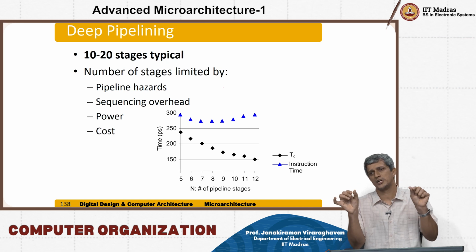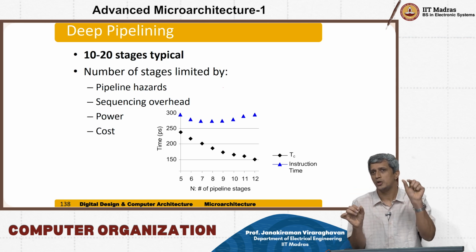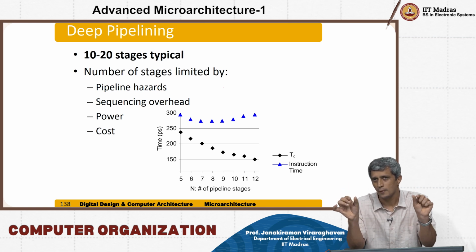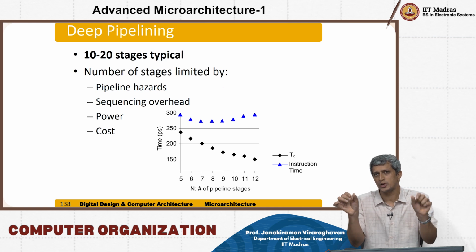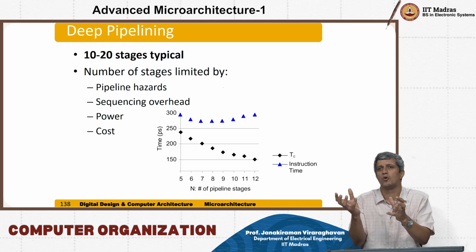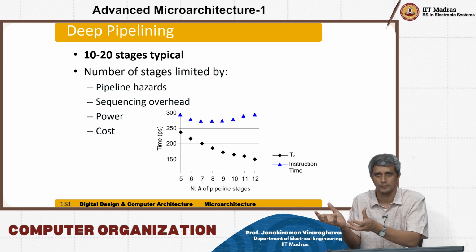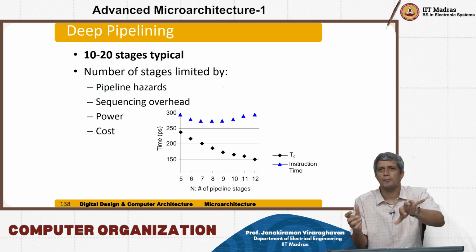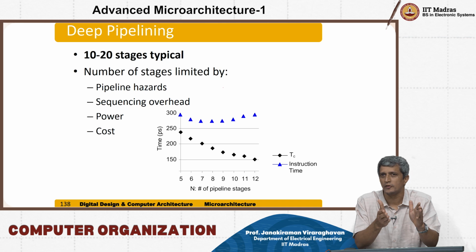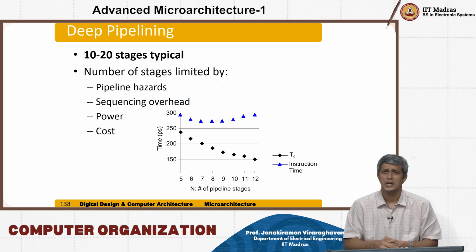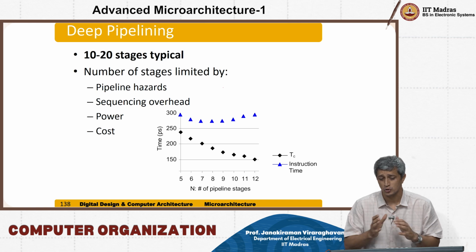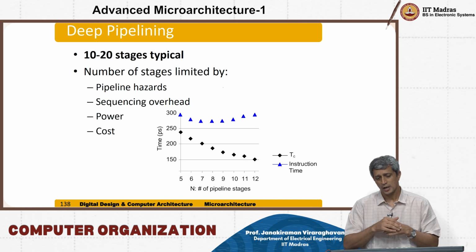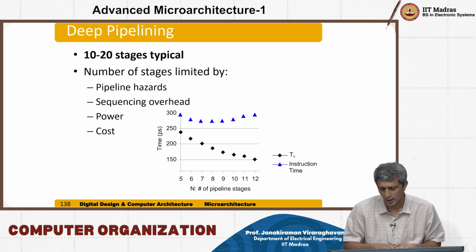flip-flop between two combinational blocks, remember that you add a TPCQ delay and a T setup. So for every flip-flop that you add, launch and capture, you're going to have a sequencing overhead of TPCQ plus T setup. Only the remaining part of the clock cycle is actually available for the combinational block to execute. Therefore, increasing the number of pipeline stages significantly is also not a good idea. Of course, there is a power and there is a cost.